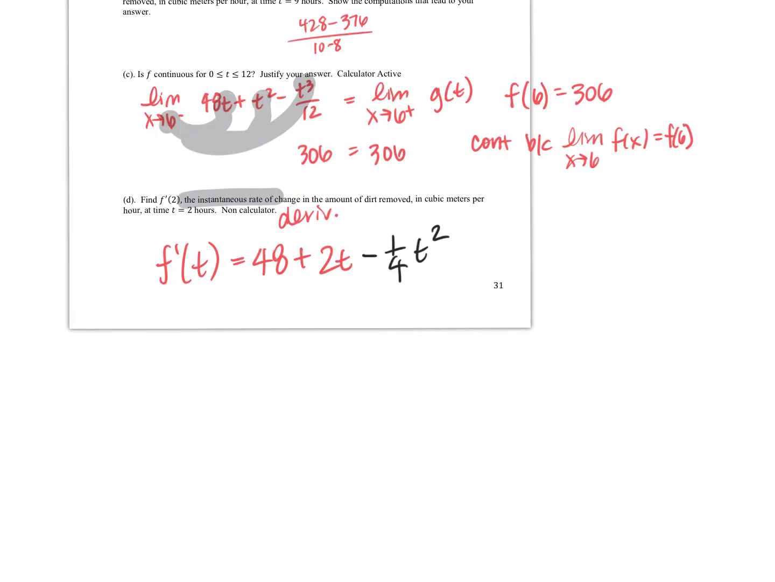Okay, you guys, we just found f prime of t. They want f prime of 2. So we're going to just throw a 2 in there. People, could we just leave it as 48 plus 2 times 2 minus 1/4 times 2 squared? Sure could.